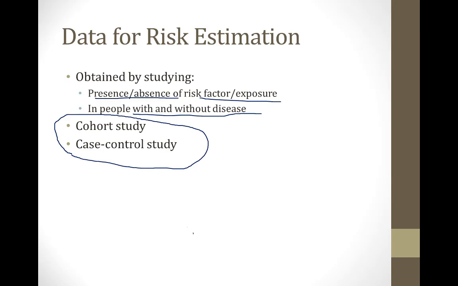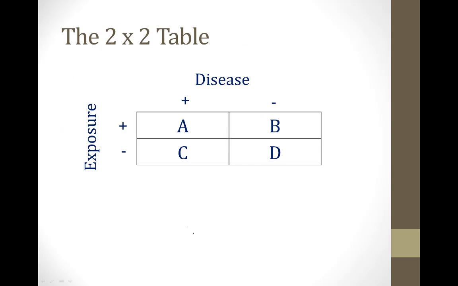And in another module on study design, I discuss in more detail the differences between these two types of epidemiology studies. So in order to understand risk quantification, we have to understand the 2 by 2 table. When you get the results from a case control or a cohort study, they're typically put in a table like this. Along the top, we write the disease that we're studying, for example, lung cancer. We put patients who have the disease on the left in this column labeled positive, and patients without the disease in the column on the right labeled negative.